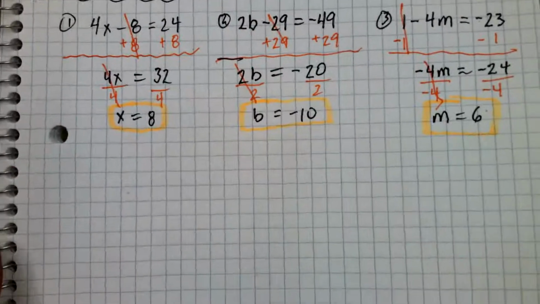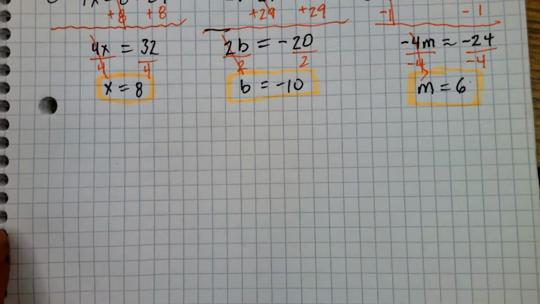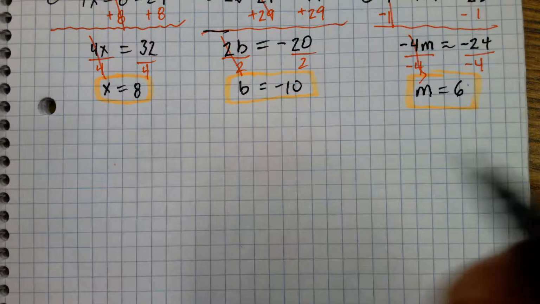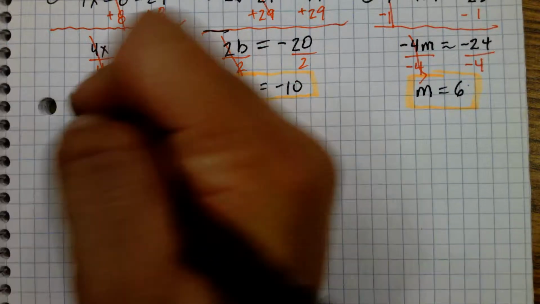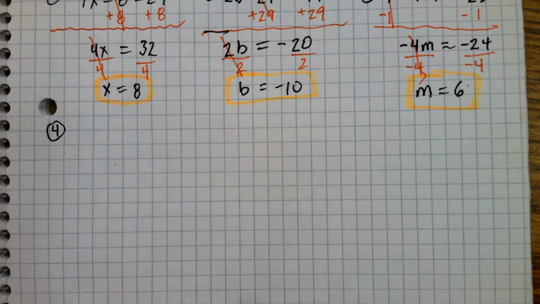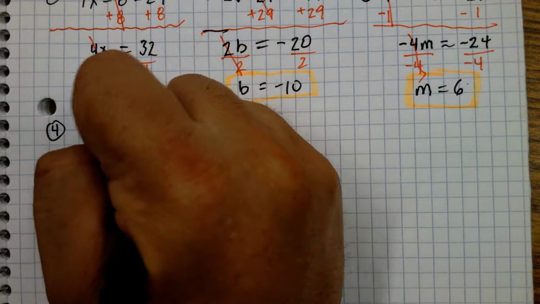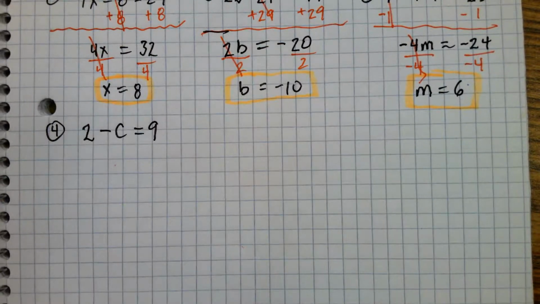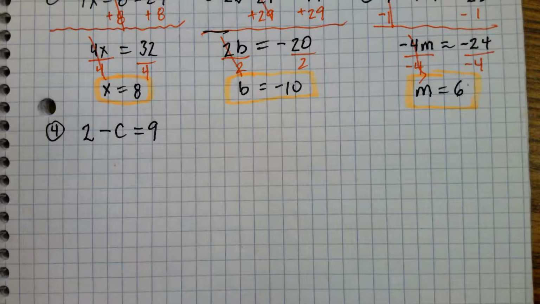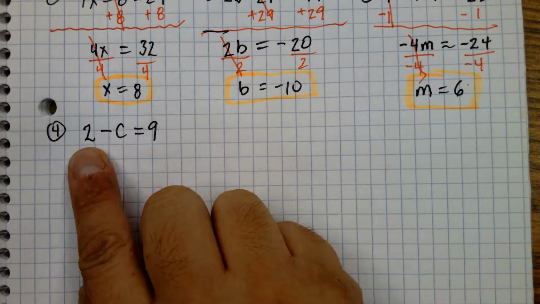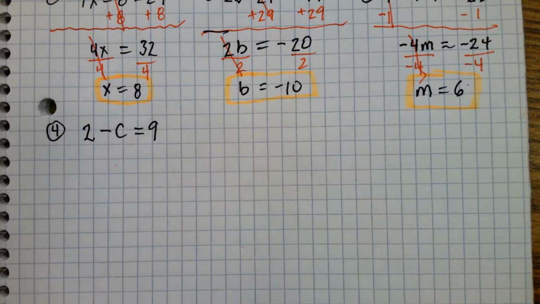The next example is not going to look like a 2-step equation. It's going to look like a 1-step equation, but it is a 2-step, or else it wouldn't be here. Okay, number 4. Here we go. 2 take away c equals 9. 2 minus c equals 9. Now, which number is the constant? Yeah, 2 is the constant. It's separated from c. So can anyone tell me what's the coefficient?